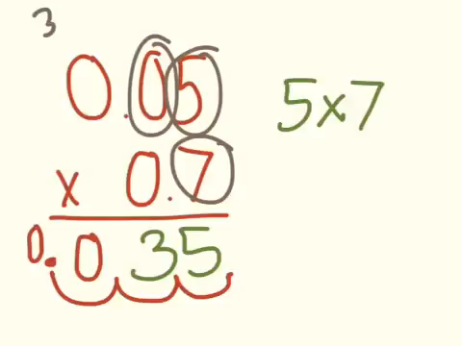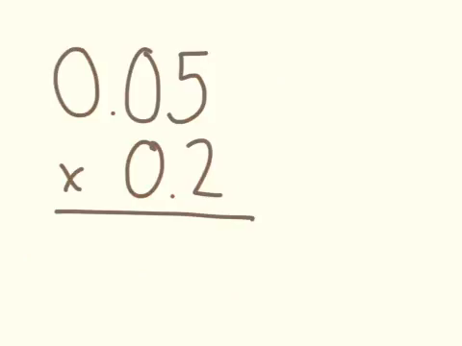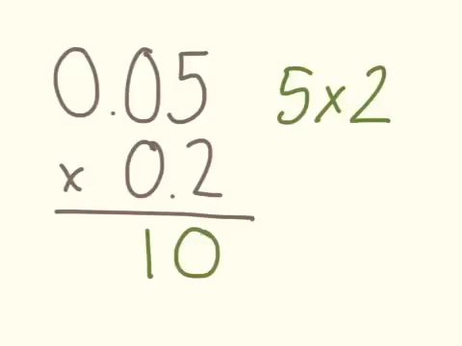Let's try one more. Please try this one on your own. Pause your video, and then we'll do it together. My basic fact is 5 times 2. 5 times 2 is 10. I have that in here. How many numbers are behind the decimal? 1, 2, 3. So I write that there.